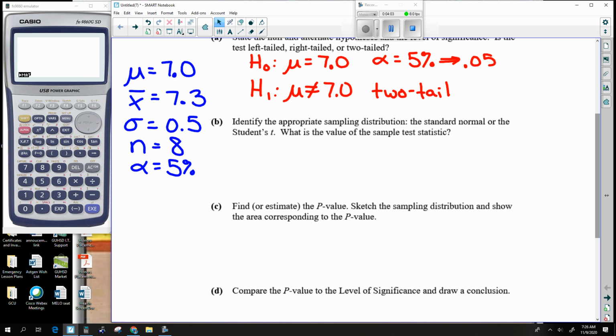Okay, the next question is what type of sampling statistic are you using? Is it a standard normal or a student's t? Because we have a sigma, we're going to be using a z, which is a standard normal. If you are given a standard deviation that is an s, then you're going to be getting a t, which is a student's t. All right, so this one is a standard normal.